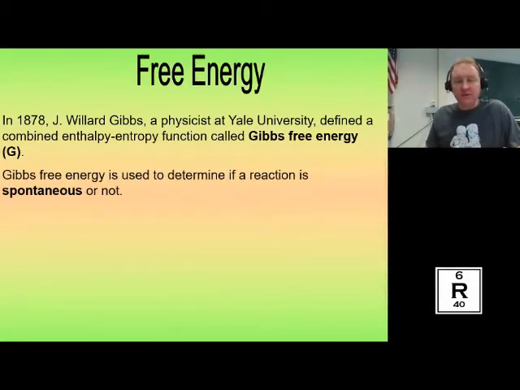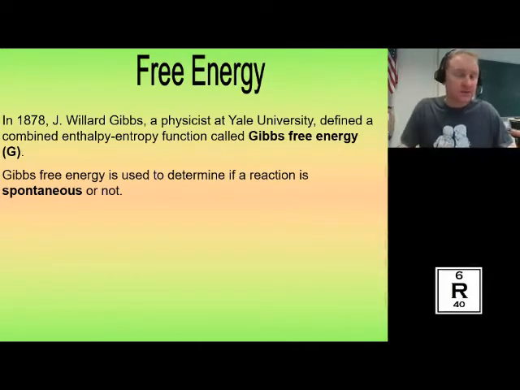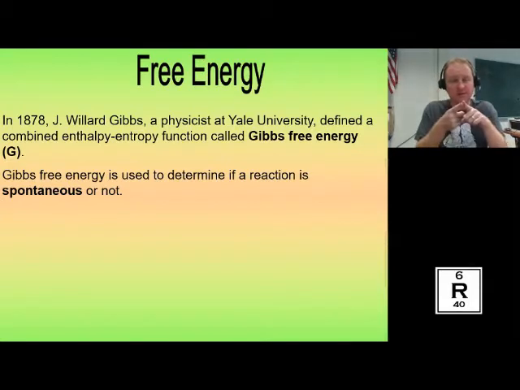Gibbs free energy is used to determine if a reaction is spontaneous or not. So this combination of entropy and enthalpy together will help us determine if a reaction would actually happen or not. Because sometimes you put things together and nothing happens, and sometimes you put things together and something does happen. So how do we know? Well, Gibbs free energy calculations help us determine that.